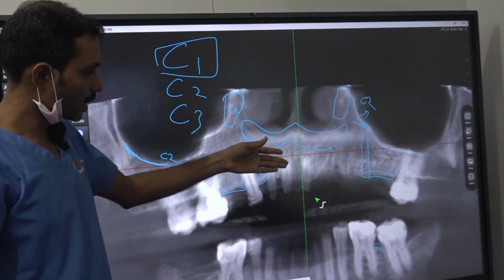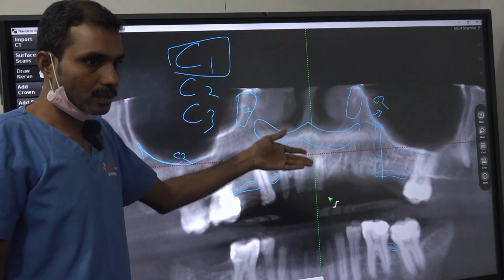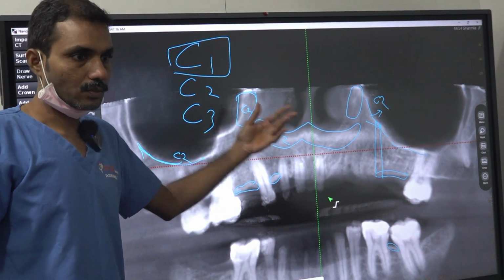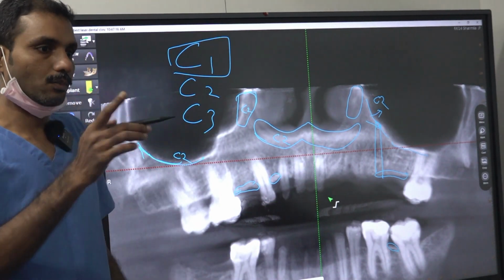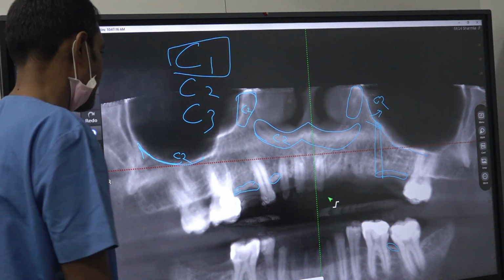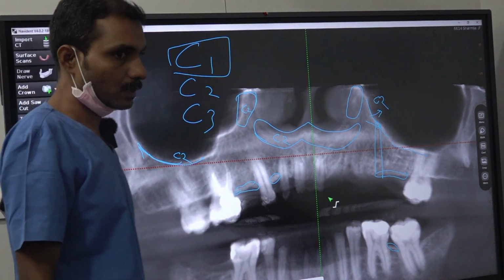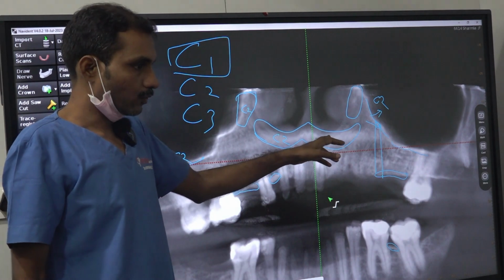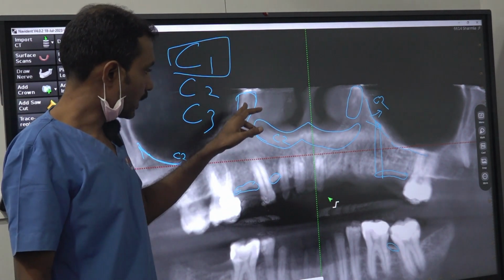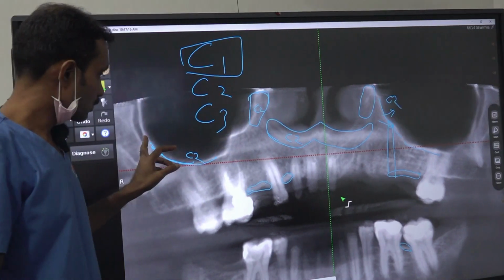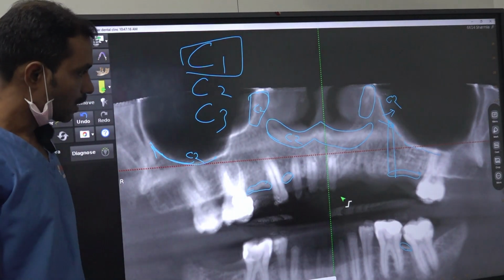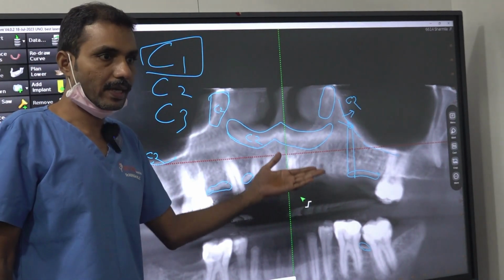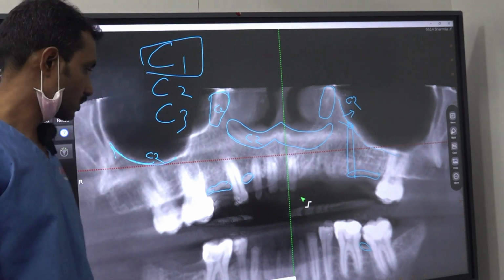One more C2 is available in the maxilla, which we cannot see in this section, which we can only see in this section, the palatal bone. Okay. So how many C2 are available? Nasal floor, buttress, anterior sinus wall, floor, posterior sinus wall, and palatal bone behind the central incisors.